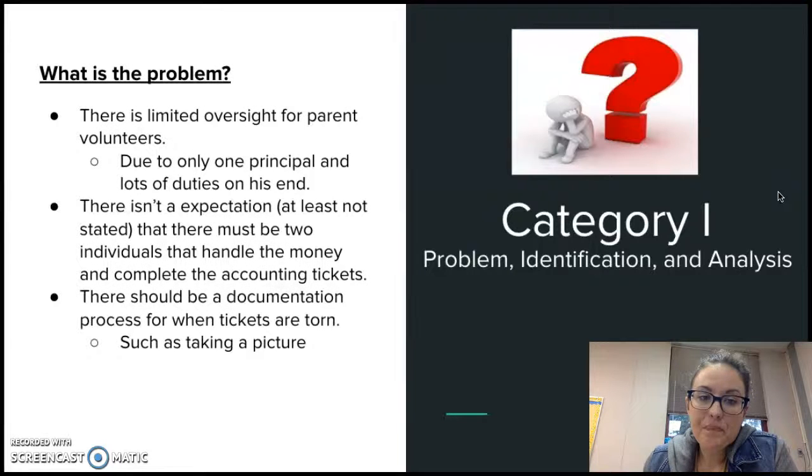So what's the problem? Well, there is little oversight of the parent volunteers due to Mr. Stevens being stretched incredibly thin. And there is not an expectation, at least not one that was stated, of how the individuals need to handle money and the accounting ticket at the end of the night. There should also be a process of documentation when tickets are torn, because that can increase a safeguard and prevent some of the confusion.